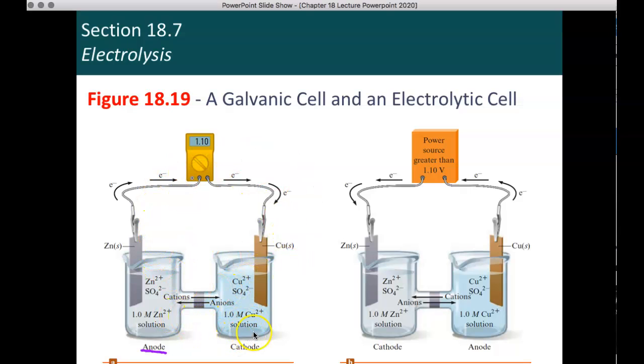Now, if you were to switch these and make the copper the anode and zinc the cathode, the cell potential would then be a negative 1.1. So in order to make this go in the reverse direction, you have to add a voltage, or add electricity, of over 1.1 volts, and then it will run in the reverse direction. So essentially all you're doing is switching the anode and cathode.